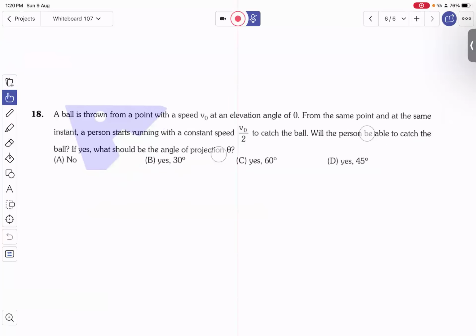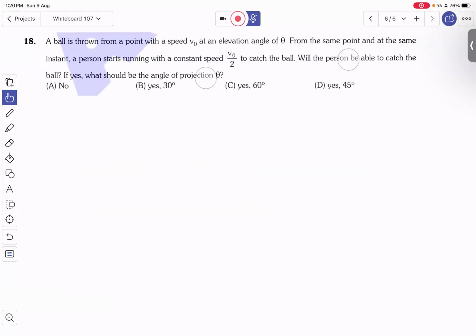A ball is thrown from a point with a speed v0 at an angle theta. From the same point, a person starts running with constant speed v0 by 2 to catch the ball. Will the person be able to catch the ball or not? If yes, then at what angle is it thrown?